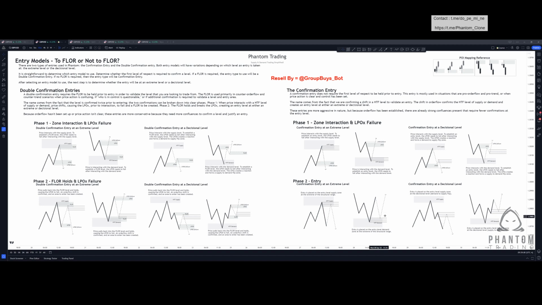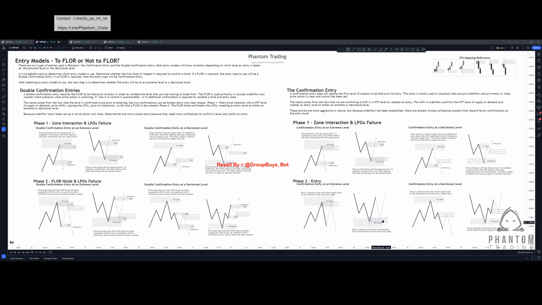Once that tradable level has been created, seeing the last point of supply fail, an order can be set and we can trade this level of demand at the extreme. Again, this is a confirmation entry. This POI has already been confirmed, or we are trading in a pro order flow, pro trend situation, and we don't need that extra confirmation that a double confirmation entry would provide.